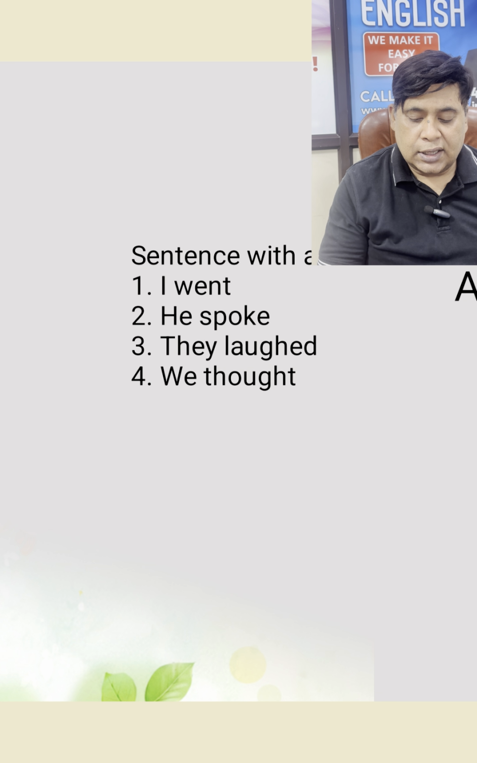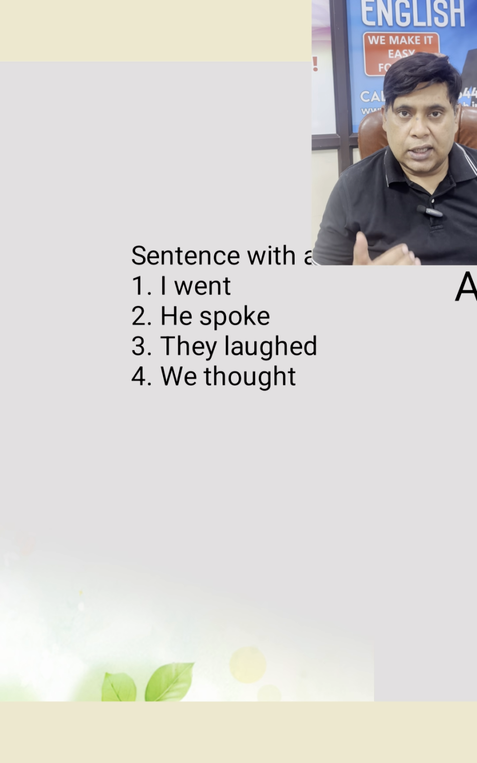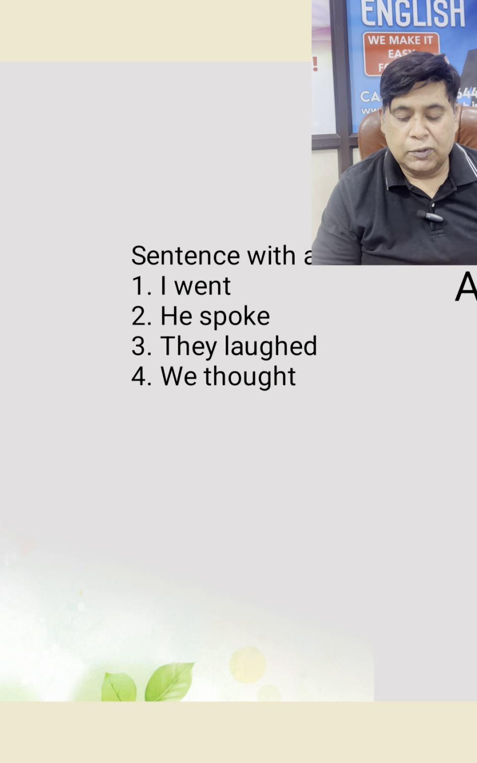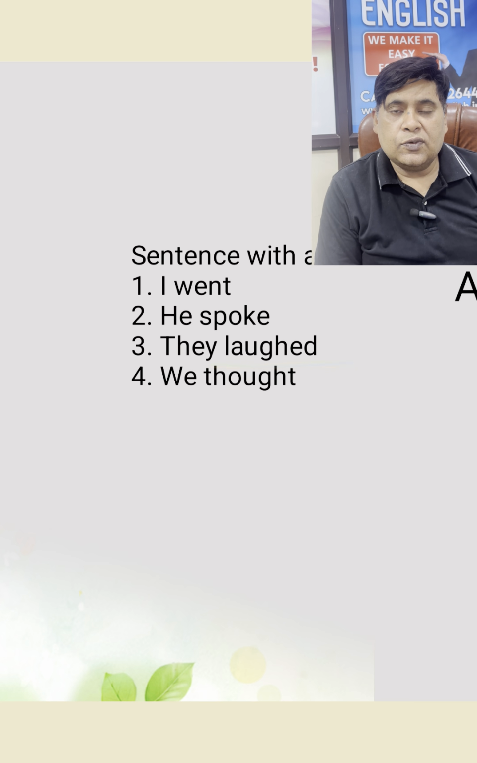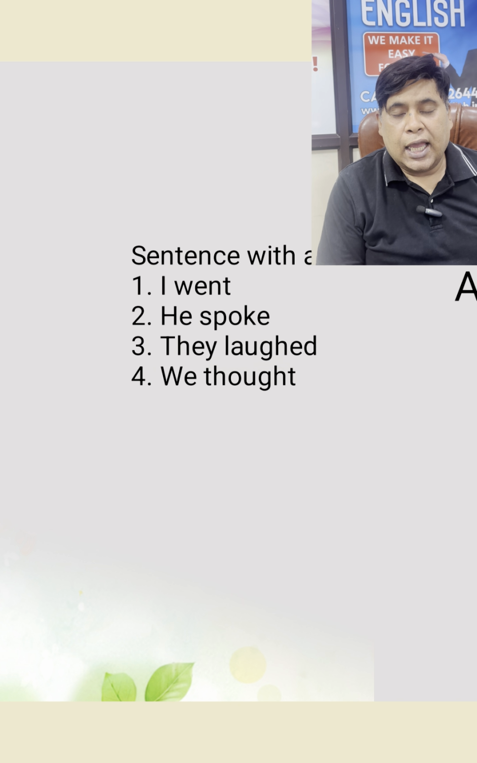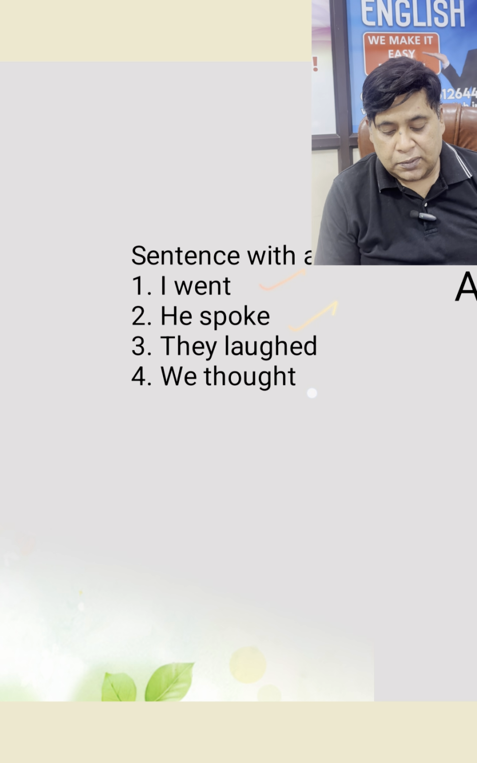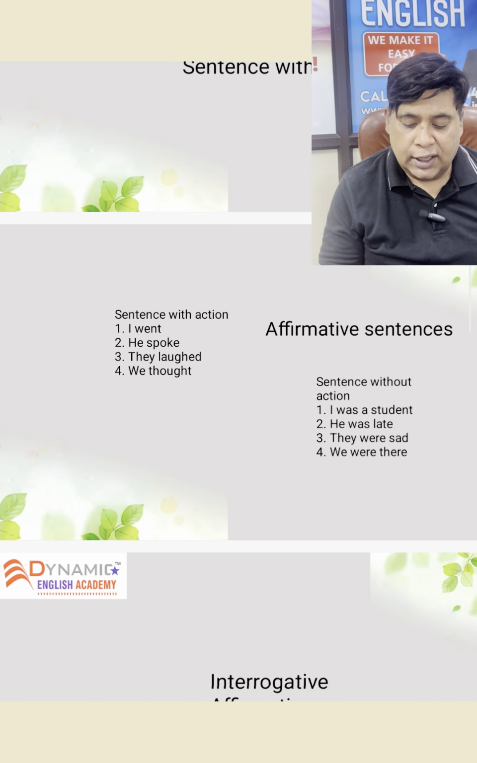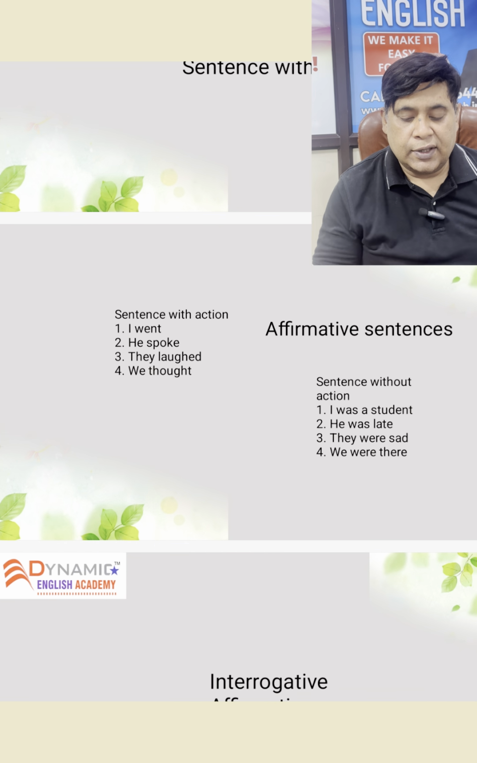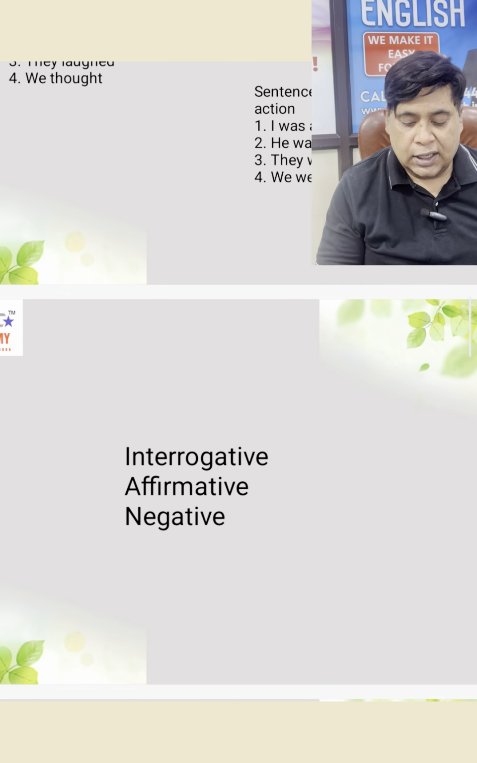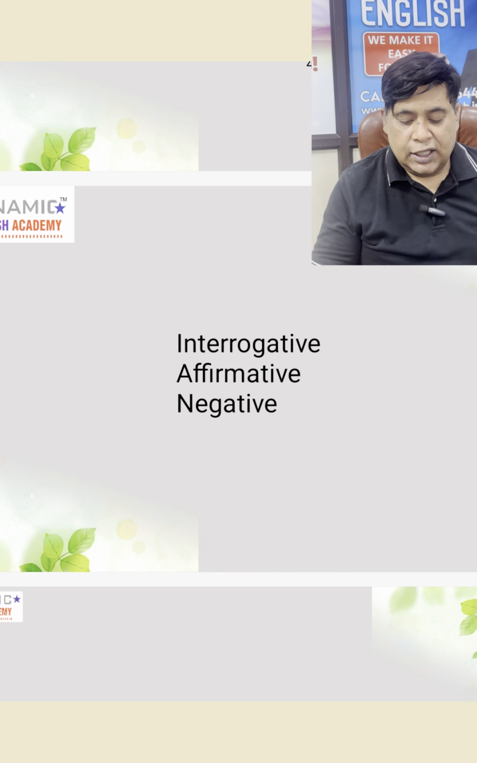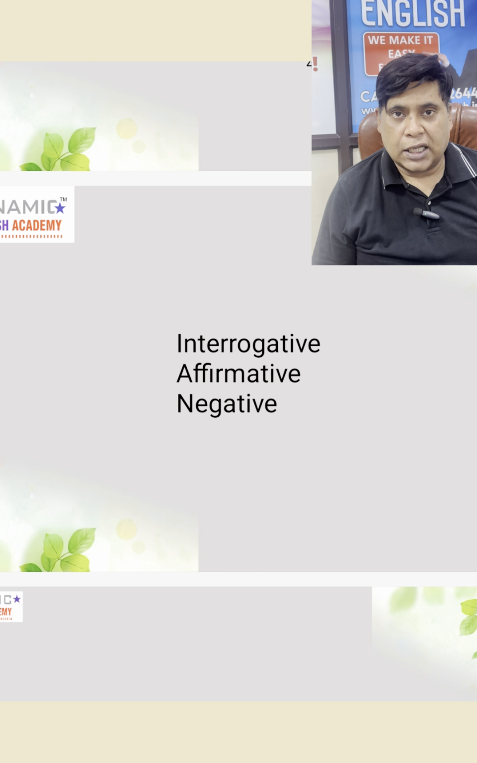Unlike those, there are sentences with action, where work is involved, like I went, he spoke, they laughed, we thought. These are the sentences where action words are used, and we can make the past form of them. As I explained, regular and irregular: you can see laughed is the only regular verb here, and the rest of them are irregular. Go, went, speak, spoke, think, thought. These are irregular verbs, so we need to learn how to make these past forms.